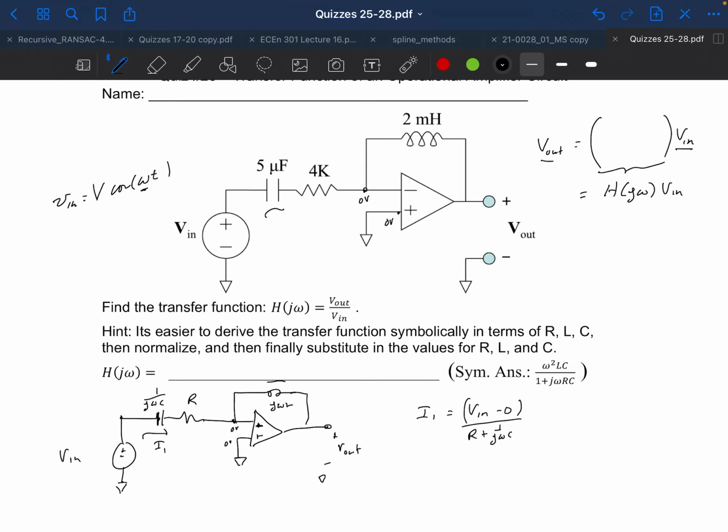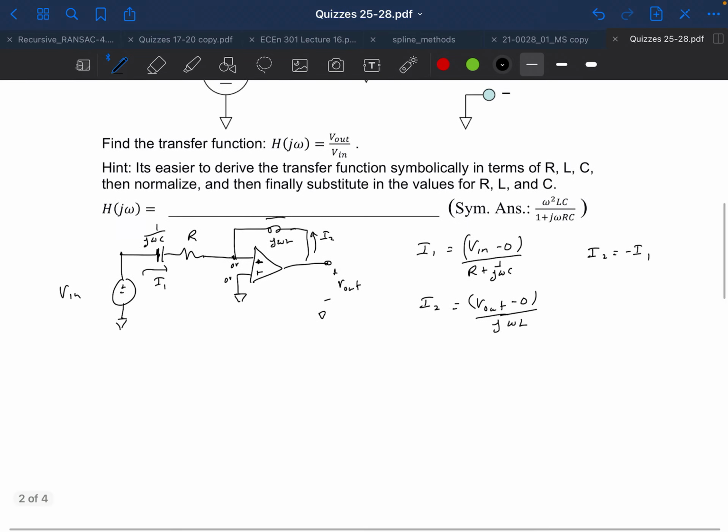And then this current, let's call this current I2. It's going to be this voltage minus that voltage divided by the impedance in between. So we're going to have I2 is going to be V out minus 0 divided by j omega L. And then since there is no current that flows in here, this current has to be minus that current. So in other words, we know then that I2 has to equal minus I1.